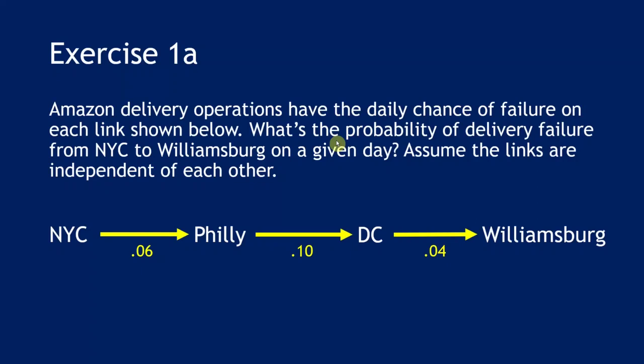So what we want is the failure rate from New York City to Williamsburg. And keep in mind that you don't need all three of them to fail. You just need one of them to fail, because if any given one of them fails, then you will not be able to deliver. Now, if two of them fail, you won't be able to deliver. If all three of them fail, you also will not be able to deliver. So think about this. What's the easiest way to approach this problem?